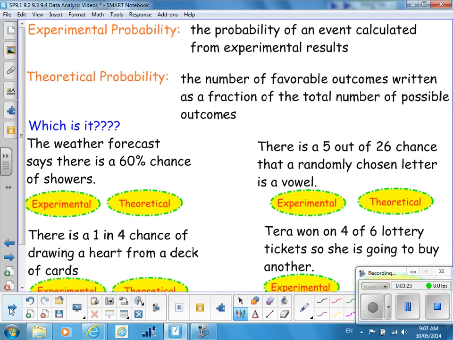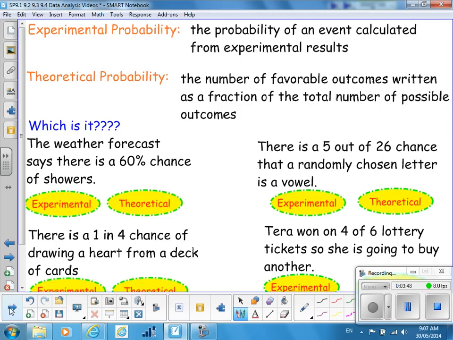However, if you were to toss a coin 5 times, you might get heads 5 times. So that would be experimental probability for that particular result. But in theory, it would be 1 out of 2. So which is the following here? The weather forecast says there is a 60% chance of showers. Is that experimental or theoretical?